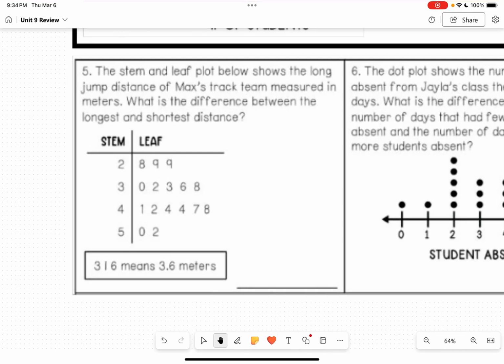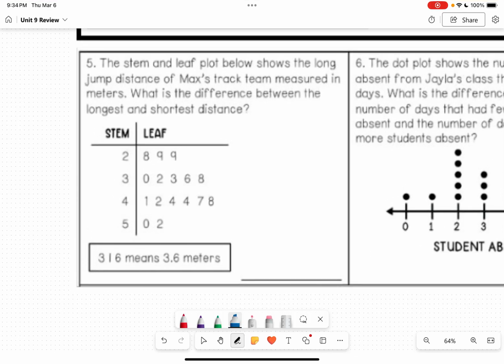So 5, I'm going to zoom a little closer. The stem and leaf plot below shows the long jump distance of Max's track team measured in meters. What is the difference, here's a keyword, between the longest and the shortest distance? Okay, so difference means subtraction. So we're going to subtract the longest and the shortest, like it says right here.